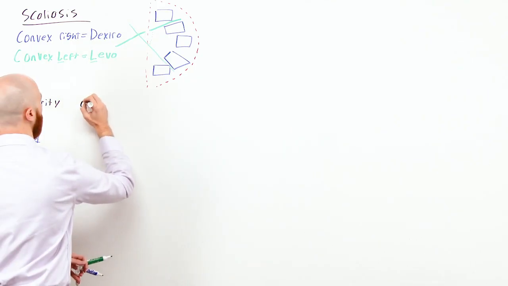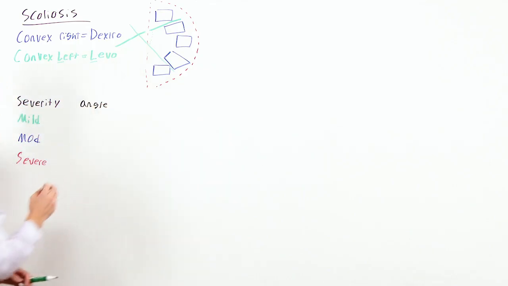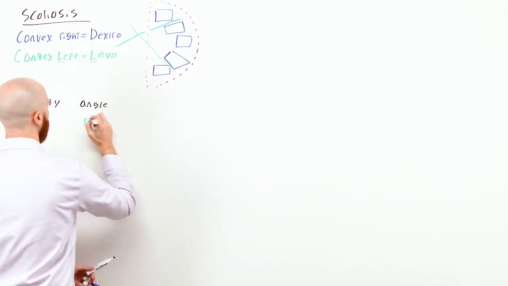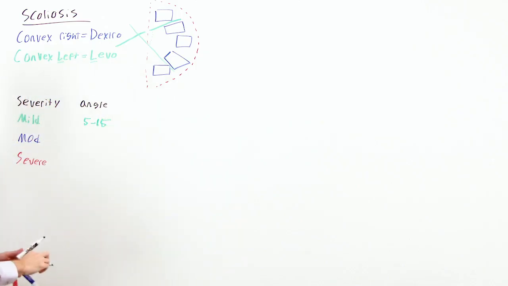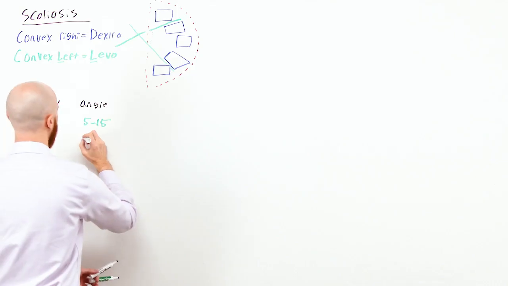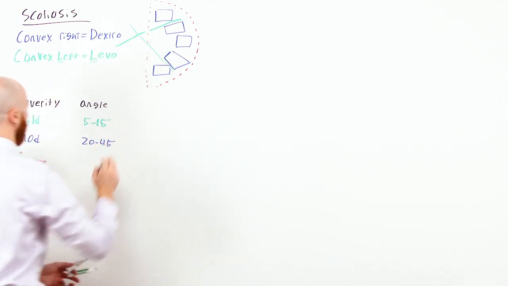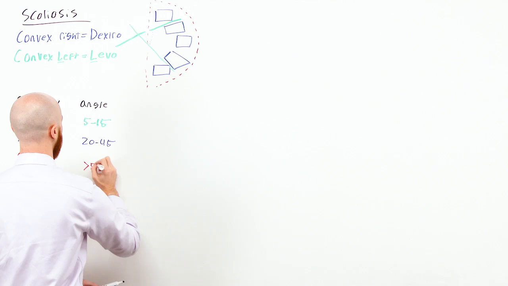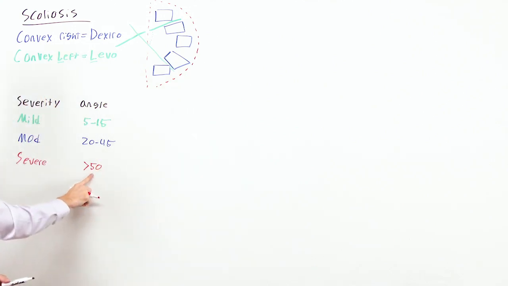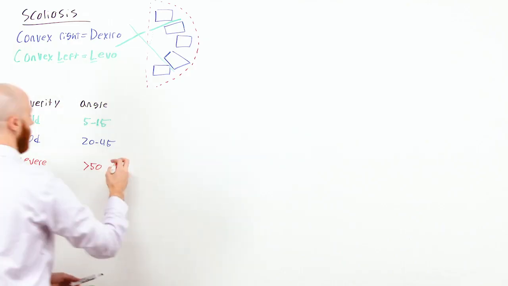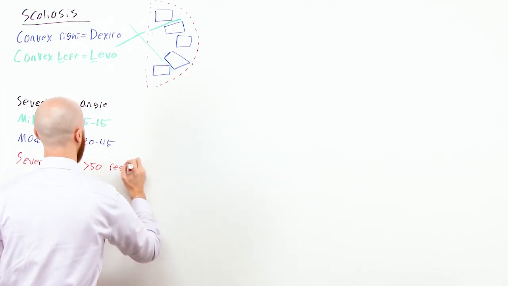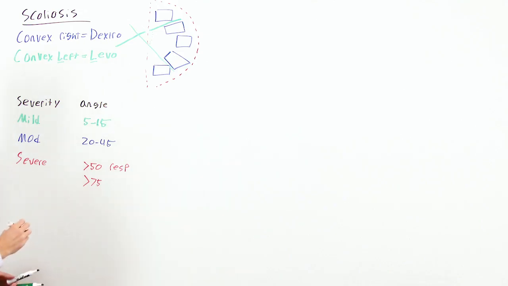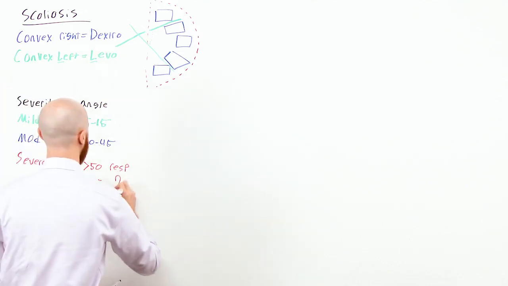So in our chart, a mild severity angle will be 5 to 15 degrees. Moderate severity will be 20 to 45. And severe will be greater than 50. If you have a curve of greater than 50, you need to start worrying about respiratory issues. And if someone has a very severe curve above 75 degrees, you need to start thinking about cardiac issues.